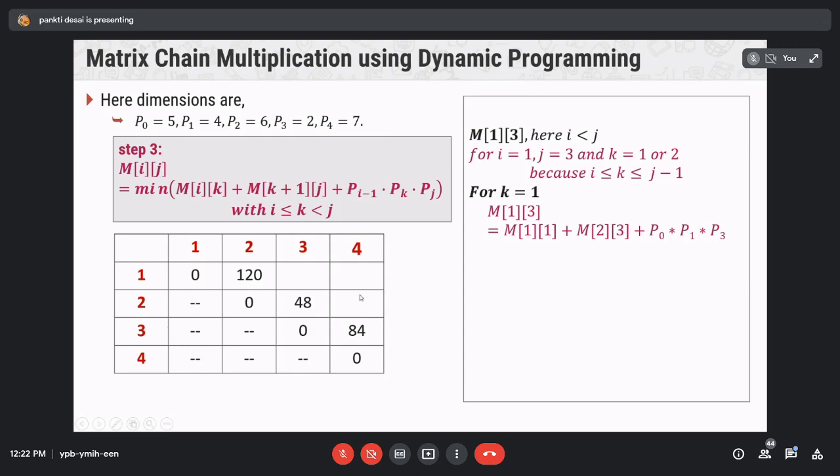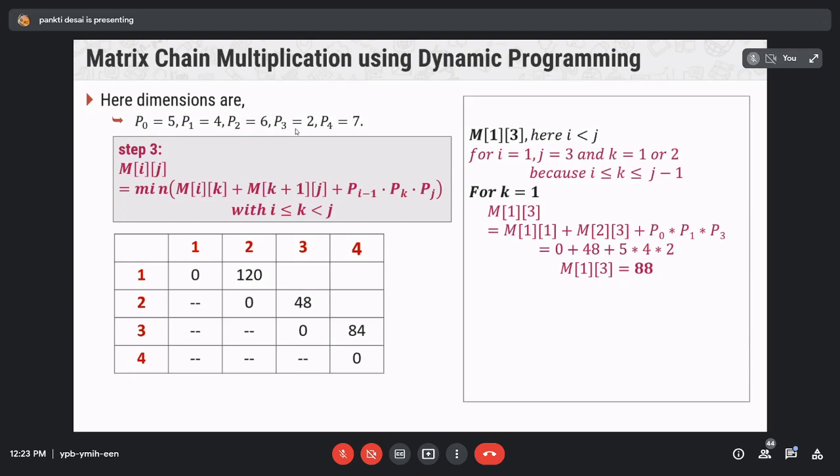You can use this table to put the value of M11. The value of M11 is 0. The value of M23 is 48, plus P0 which is 5 into 4 into 2. So this is the answer for M13 if the value of k is equal to 1.